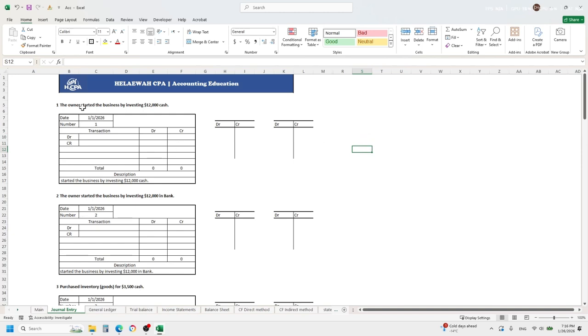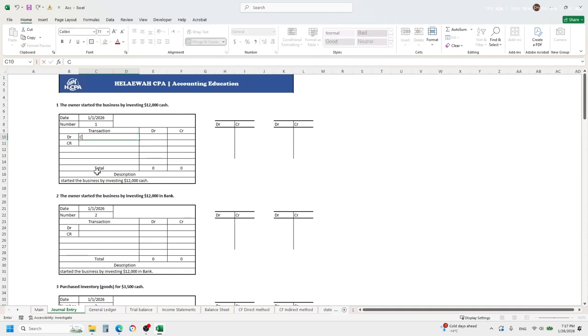Starting with the first journal entry. The owner started a business by investing $12,000 in cash. First, for simplicity, we put the date and the number and the description, so we're going to shorten this video for you. The two accounts that get affected by this are cash, which is an asset, and increases so we debit it, and capital, which is an equity account, and increases so we also credit it because it has a normal credit balance.